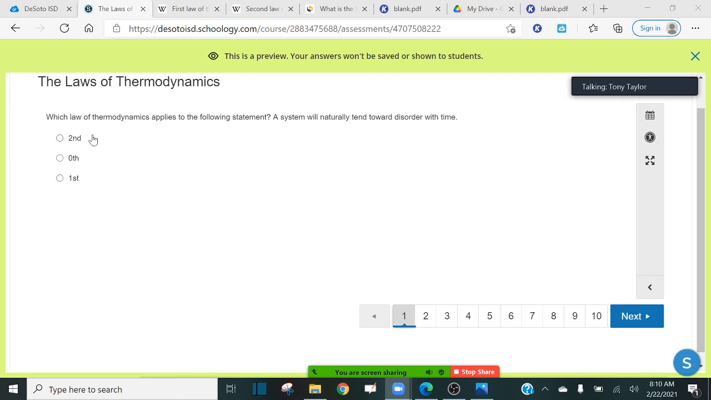Okay, guys, which law of thermodynamics, and this is the first question, applies to the following statement? A system will naturally tend toward disorder with time. Is it the second law, the zeroth law, or the first law? Should be easy. We just said that this is the second law. So again, guys, find this particular question, and then you're going to choose the second law.